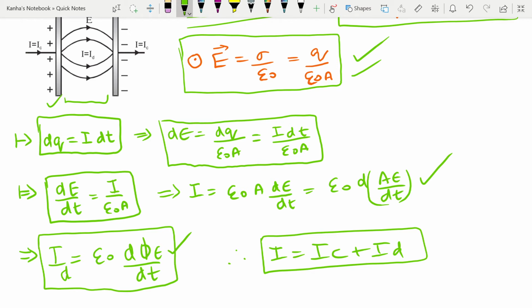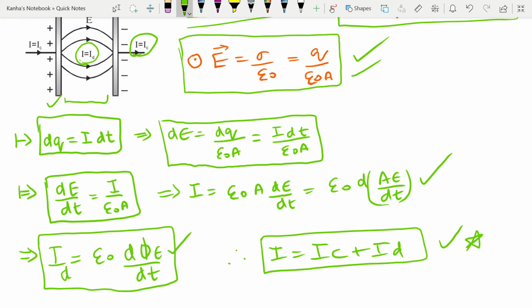Now IC, which I've already shown you in this diagram, is my conduction current. It is the current due to the flow of charges in the conductor. The new current that we observed is ID, the displacement current, and it is the current due to changing electrical fields between the plates of the capacitor. You should know that the total current I is the sum of IC and ID.